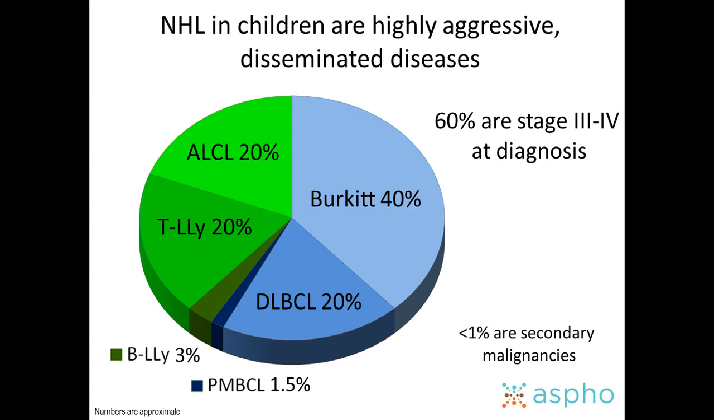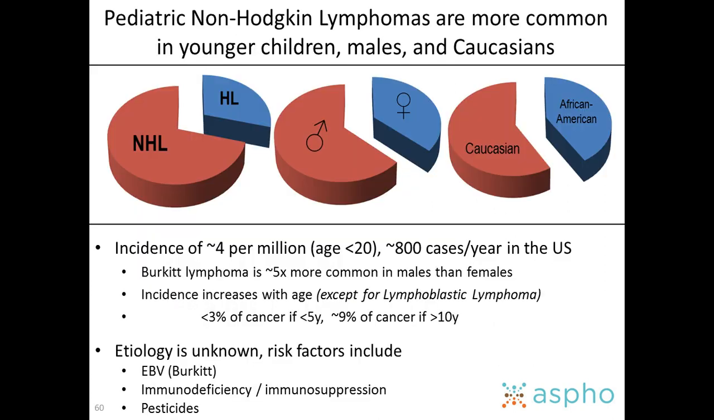The epidemiology is shown in this pie chart, with Burkitt being about 40%, the other major players about 20% each, and yes, I know this adds up to greater than 100%. And then the B lymphoblastic lymphoma and the primary mediastinal B-cell lymphoma are a much, much smaller percent. Less than 1% of pediatric lymphomas are secondary malignancies, but they do exist. And again, 60% of these are stage 3 to 4 at diagnosis. So they're highly aggressive, disseminated, high-stage diseases.